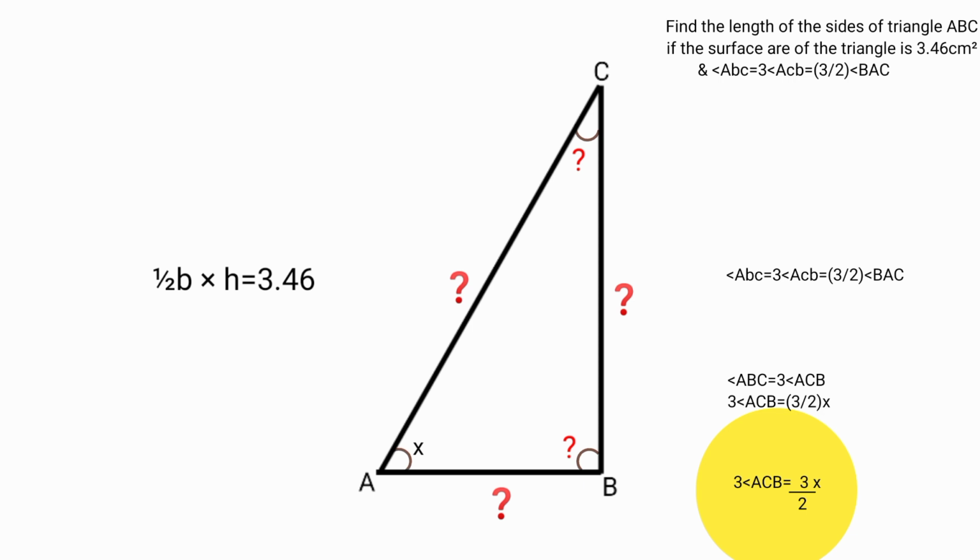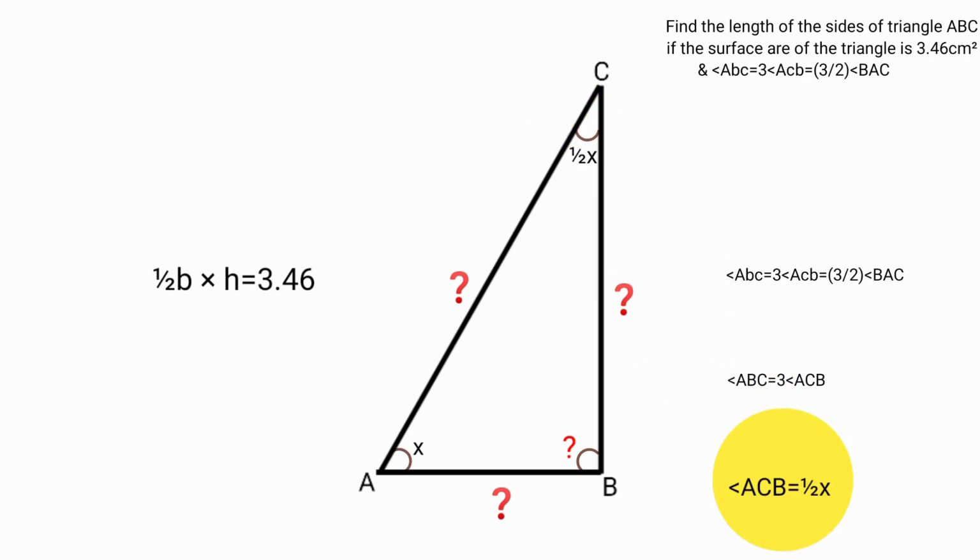Dividing both sides by 3, 3 angle ACB over 3 equal to (3/2 over 3) times X. Now angle ACB equals (3/2 over 3) times X, which is the same as 3/2 divided by 3 times X. So taking the reciprocal of 3, we have 3/2 times 1/3, all multiplied by X. Here, this 3 goes with this 3. So angle ACB is now equal to half X.